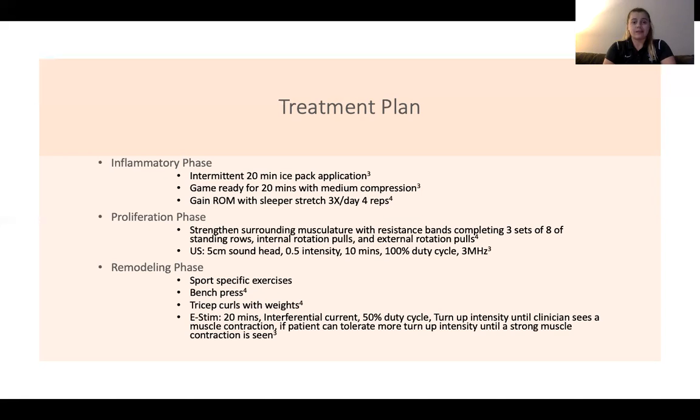specific athlete. A bench press and tricep curls with weights. Obviously start with a lower weight and then progress up through the weights as their healing phase lengthens.